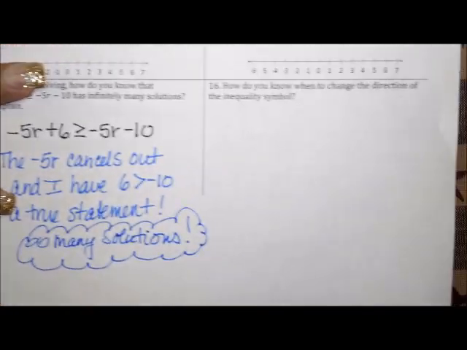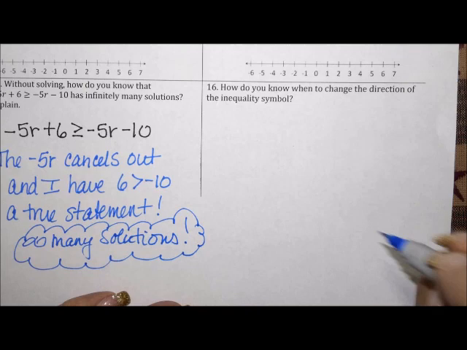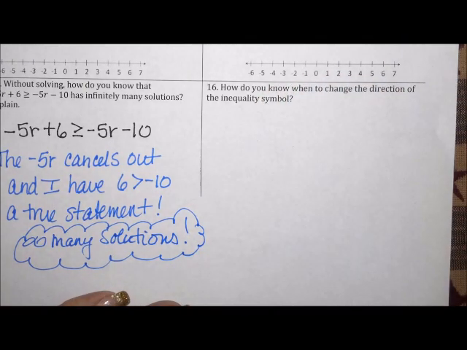All right, last one. How do you know when you change the direction of an inequality symbol? Oh, that's pretty straightforward, right? When you divide or multiply by a negative number. So I will let you write that in there.